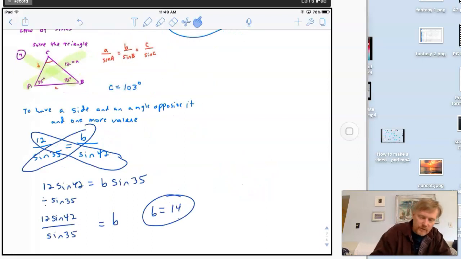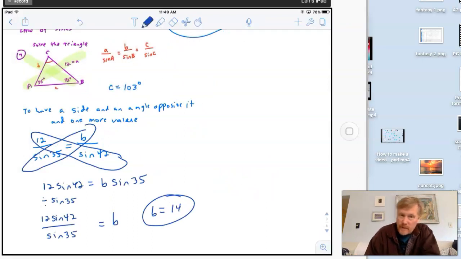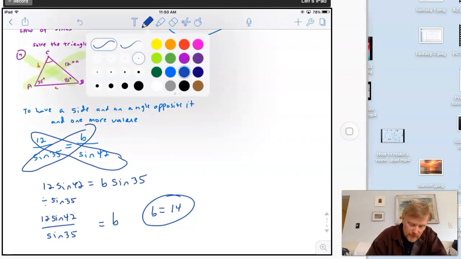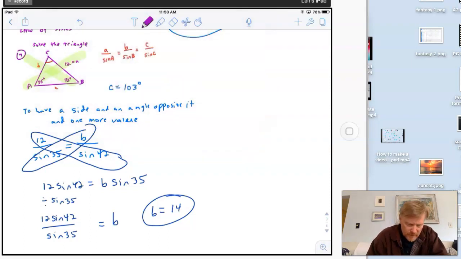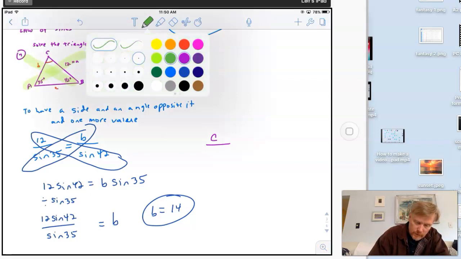Do not do Pythagorean theorem. That's not a right triangle. You can't use Pythagorean theorem. Okay. So I have to do law of sines again to find the missing side, which is going to be, what am I missing? C. So side C, new color, green.